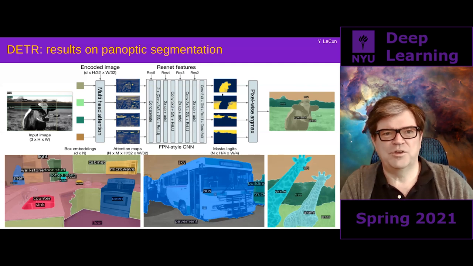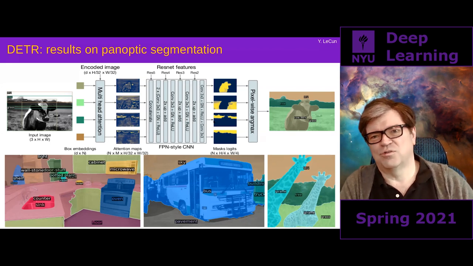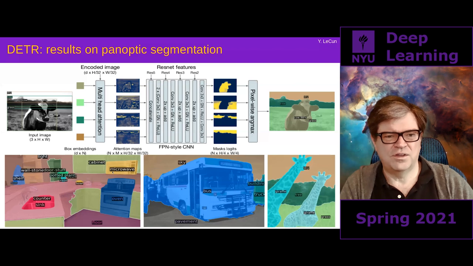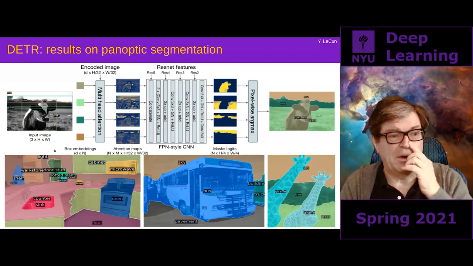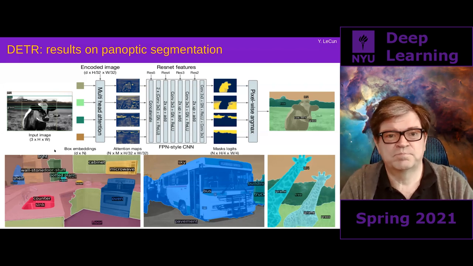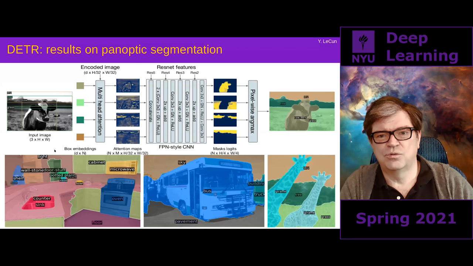for panoptic segmentation. So this uses the multi-head attention transformer that produces attention maps, and then you run this through a convolutional net, and you train it to produce masks. And so it can basically detect and recognize every object in the image, but also draw an outline of every one of them. So, a lot of progress in computer vision due to that.